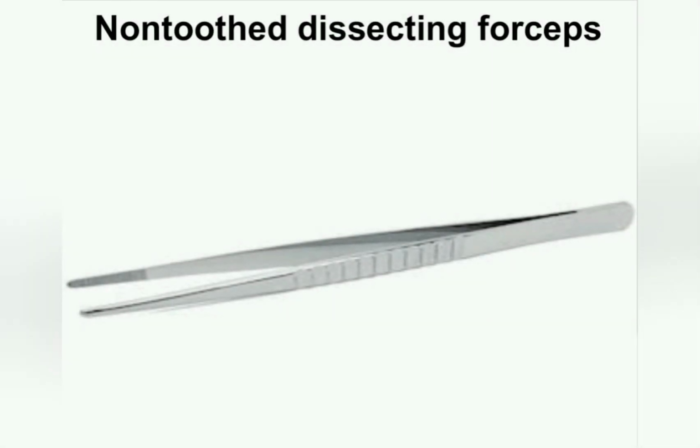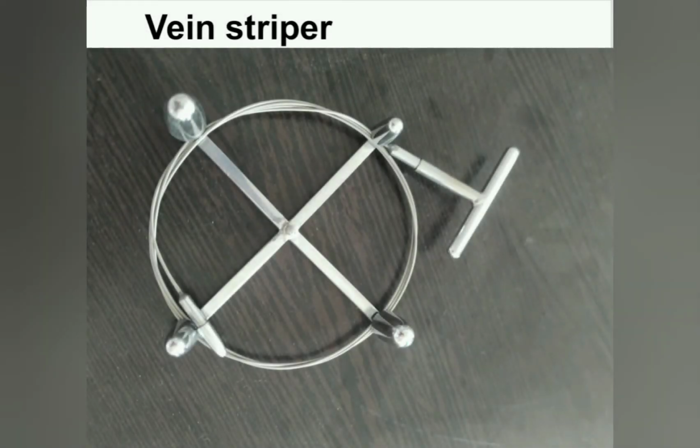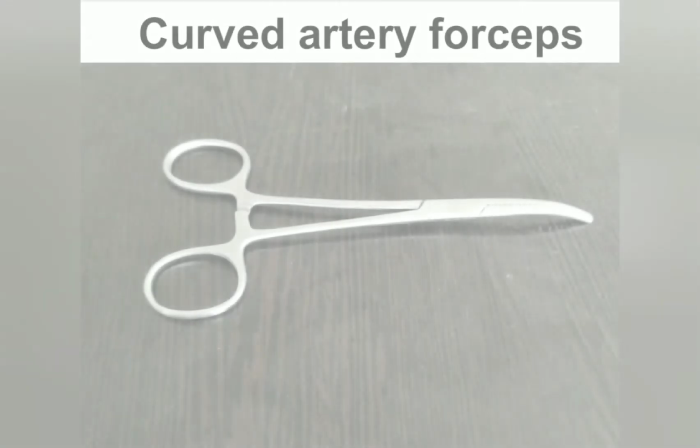Next one is non-toothed dissecting forceps. It is also used to handle tissue and it is also used for traction during dissection. Traction means to stretch the tissue or to pull it out to break it. Next one is vein stripper. It is an instrument used to strip up the vein, mainly in case of varicose veins.